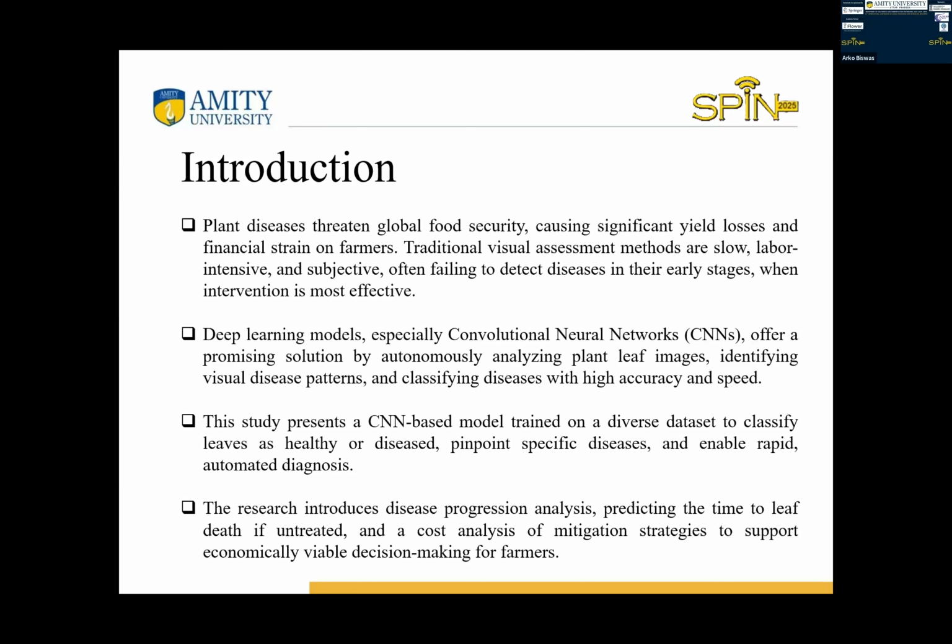The research also introduces disease progression analysis, predicting the time to leaf death if untreated, and of course, analysis of mitigation strategies as well to support economically viable decision making for farmers.